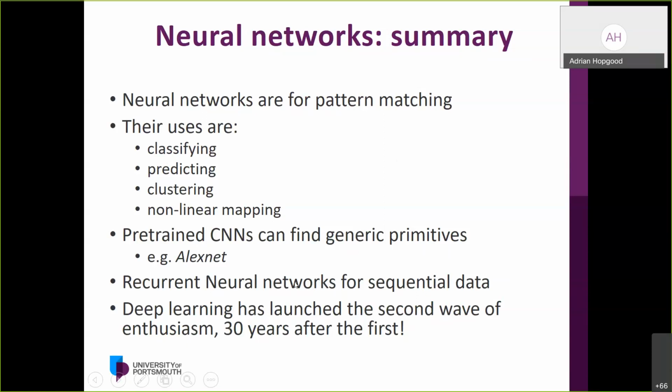I briefly introduced recurrent neural networks for sequential data. And I guess the final point to note is that these so-called deep learning neural networks, these large-scale neural networks, have effectively launched a second wave of enthusiasm for artificial intelligence some 30 years after the first wave during the 1980s, where there was a great deal of excitement around AI at that time, partly driven by so-called expert systems and knowledge-based systems, and partly driven by the development of those multi-layered perceptrons.